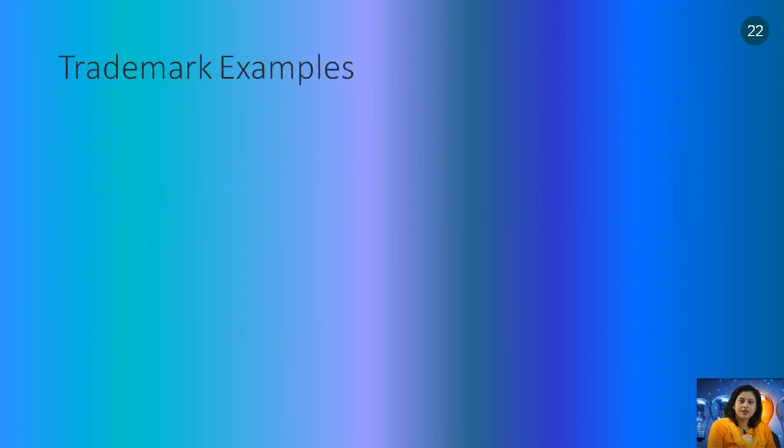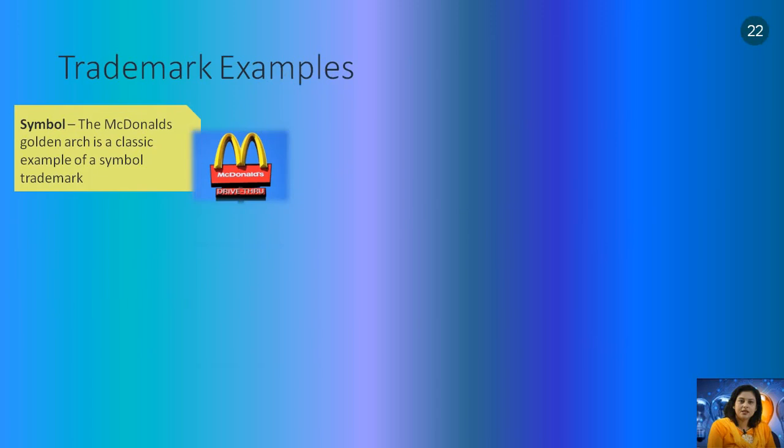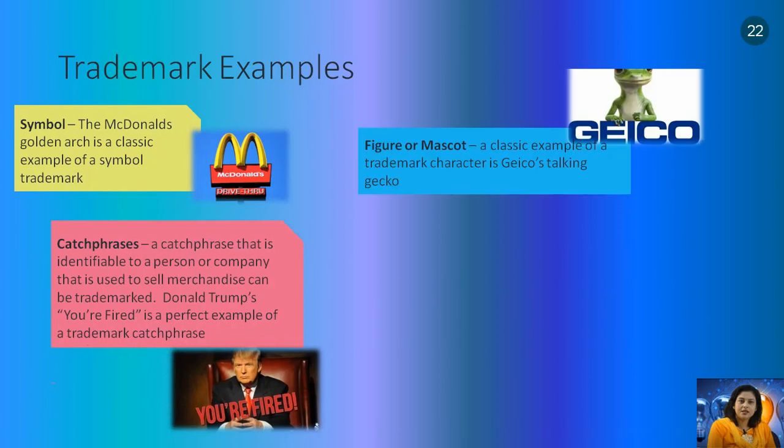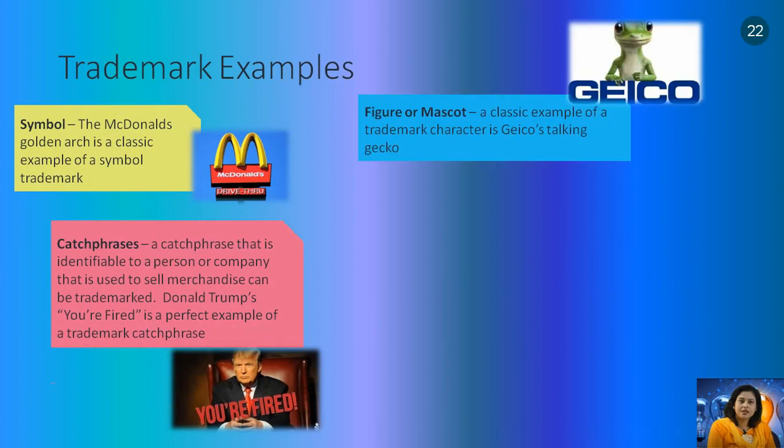These are some of the trademark examples. Symbol: the McDonald's golden arc is a classic example of a symbol trademark. Catchphrases: a catchphrase that is identifiable to a person or company that is used to sell merchandise can be trademarked. Donald Trump's "You're fired" is a perfect example of a trademark catchphrase. Figure or mascot: a classic example of a trademark character is Geico's talking gecko.